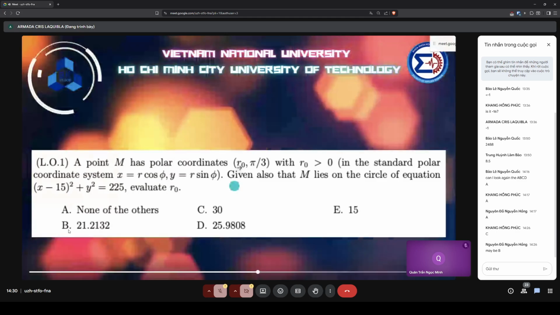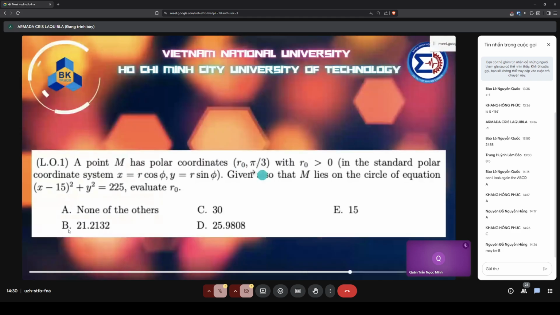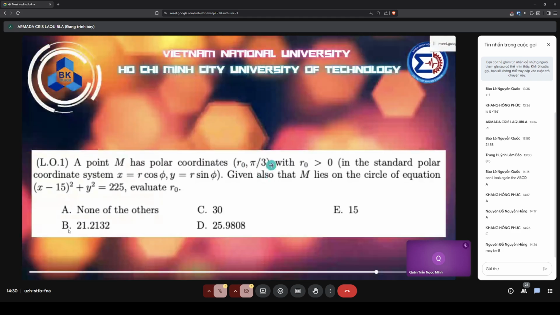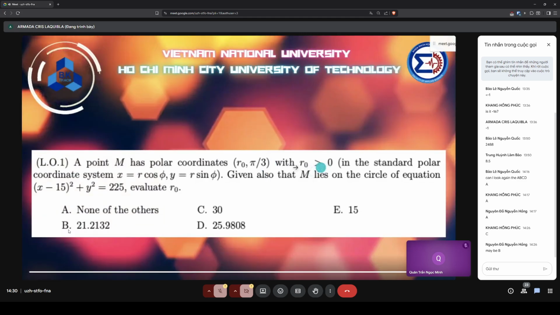So we have your r0 is equal to, no, this point here is the coordinates of your point M. R0 and pi over 3. Pi over 3 is your value of your phi here. Okay. So we have this constraint like your r sub 0 must be greater than 0. So it will never be 0 and it will never be negative. Okay? Yeah, because that's radius. So the value of the radius is always positive.